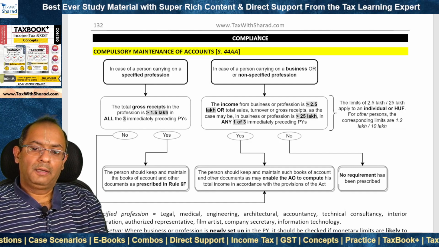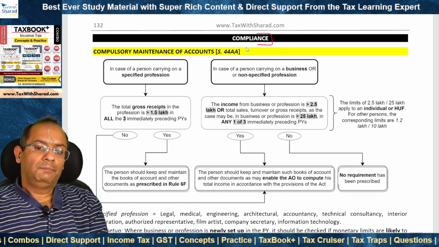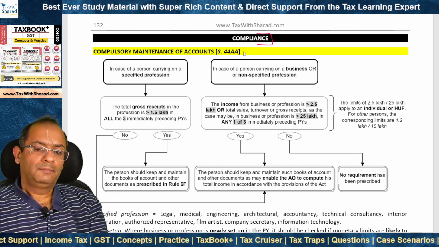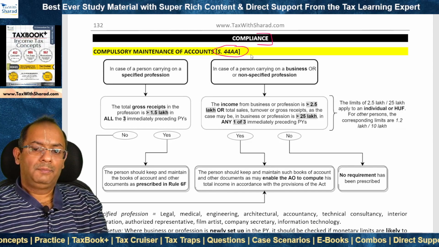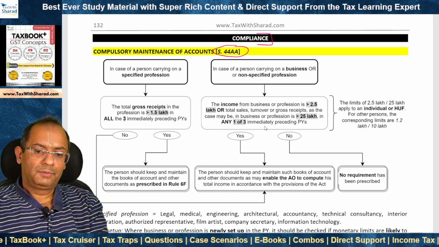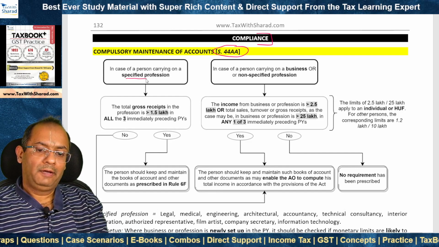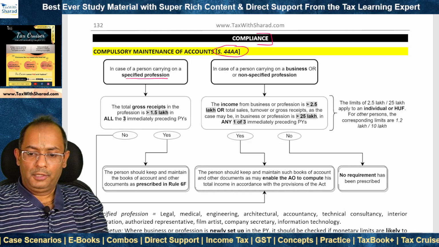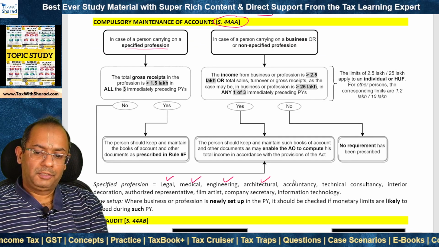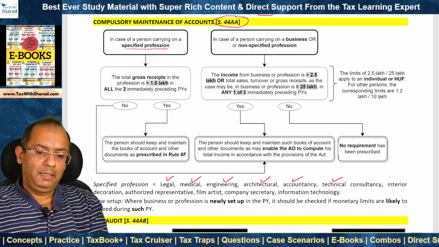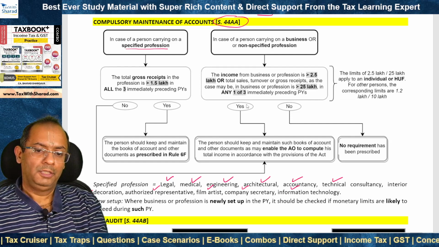There are two important compliance related provisions which we will check. The first is on compulsory maintenance of accounts and then tax audit. 44AA is the provision covering compulsory maintenance of accounts. The requirement depends on whether the person is carrying on a specified profession or not. What is a specified profession? It covers legal, medical, engineering, architectural, accountancy, technical consultancy, interior decoration, authorized representative, film artist, company secretary, and information technology.